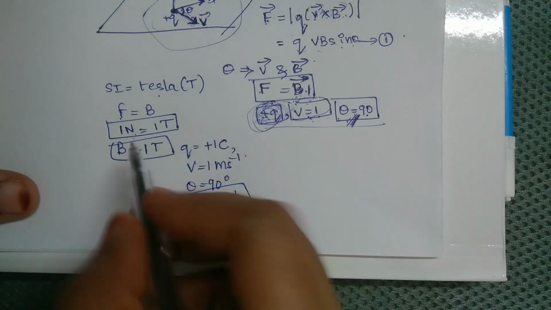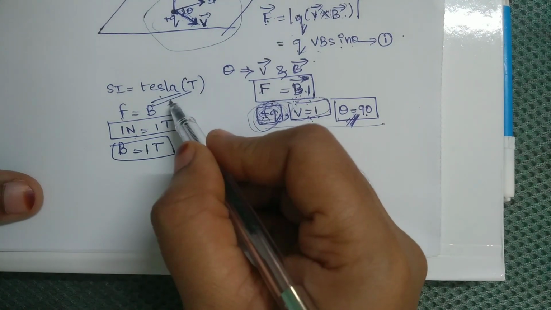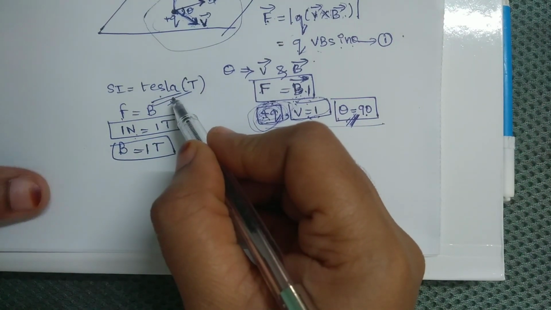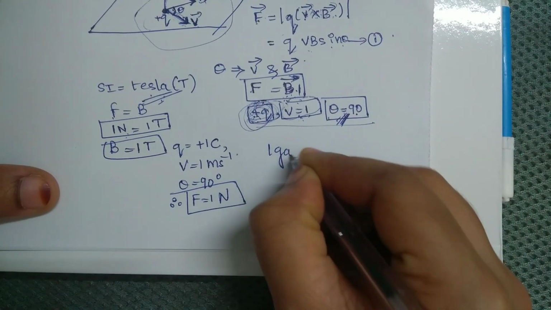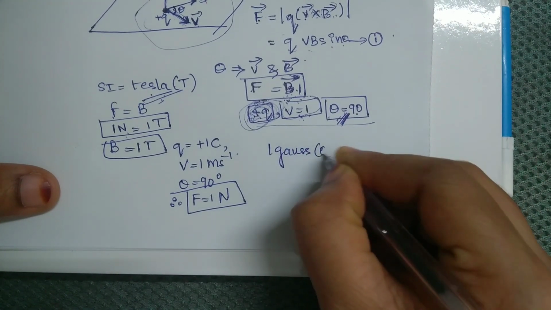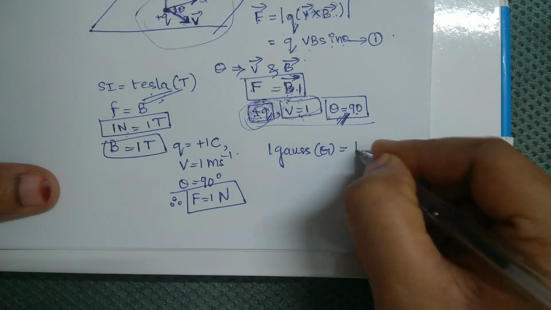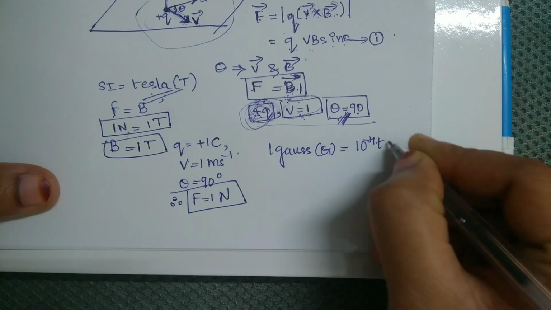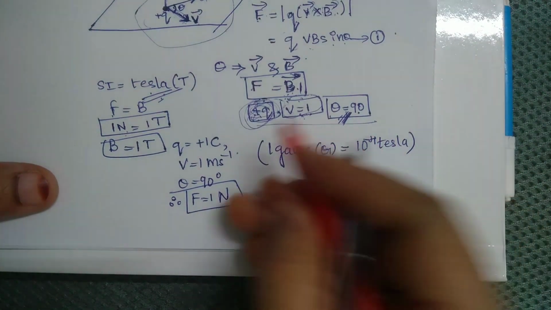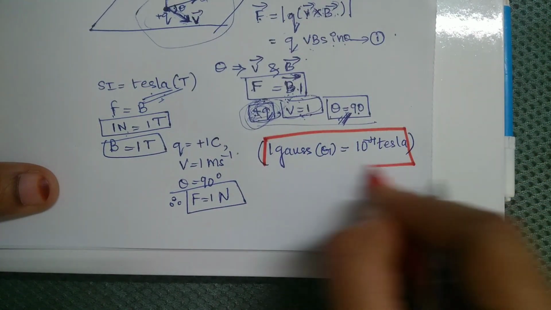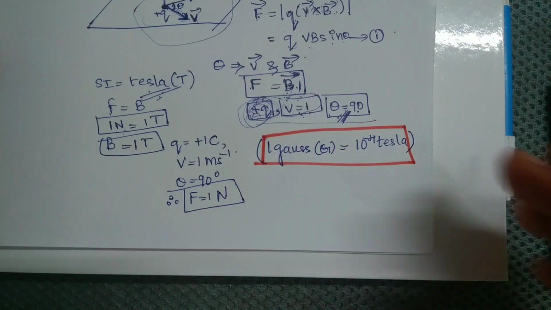So here, the relationship between Tesla and another unit of magnetic field, that is Gauss, is also an important relationship. It can be asked that 1 Gauss is equal to 10 raised to -4 Tesla. Okay, note down that 1 Gauss is equal to 10 raised to -4 Tesla.